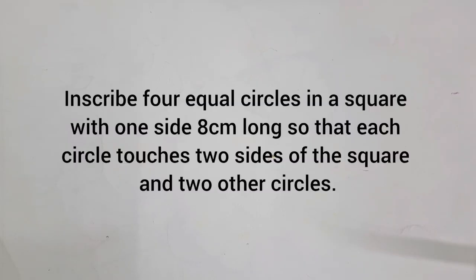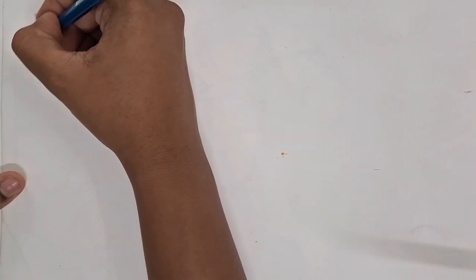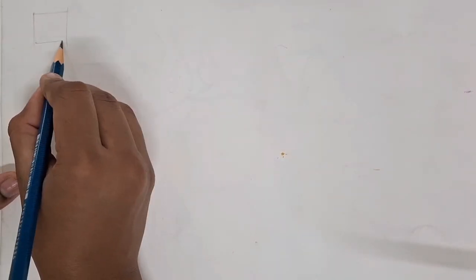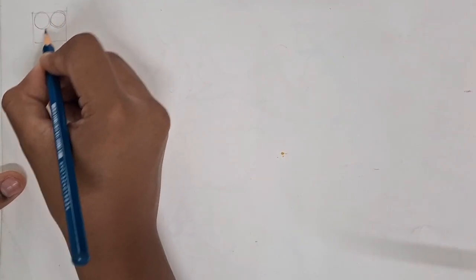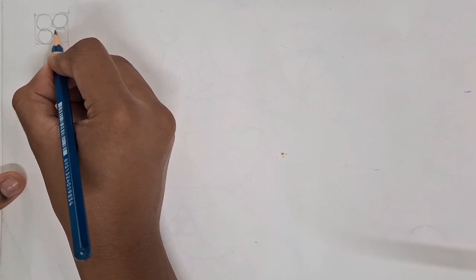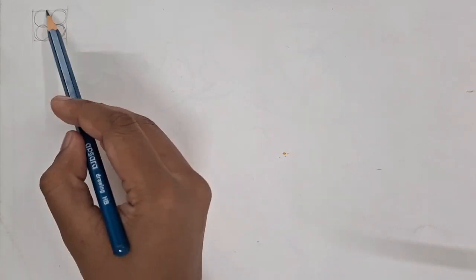Okay, now let's see the next question. Inscribe 4 equal circles in a square with one side 8 cm long so that each circle touches 2 sides of the square and 2 other circles. So according to our understanding of the question, this is how the end construction is supposed to be, with each circle touching 2 sides of the square and 2 other circles.